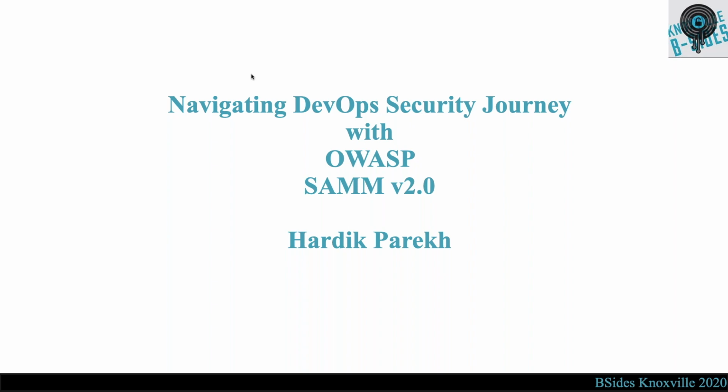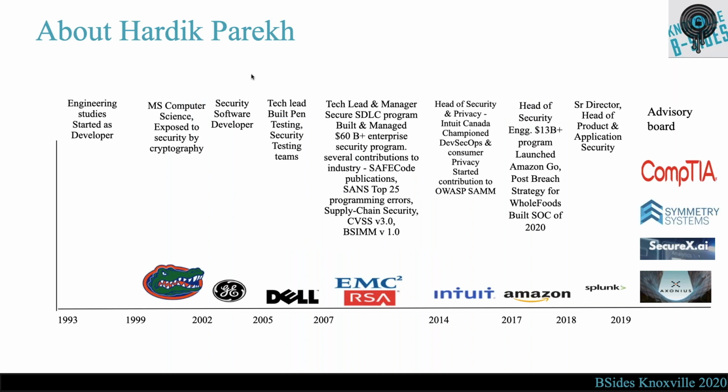Before we dive deep into the topic, I wanted to share my professional journey. So let's spend a few minutes on who am I? I started my career as a software engineer, and I got introduced to security when I was doing my master's in computer science at University of Florida. My very first professional exposure to security was at Dell, where I was asked to build a security and pen testing team. From there, I got an opportunity to bootstrap EMC's product security program. After that, I led various product and information security teams at companies like Intuit, Amazon, and Splunk.